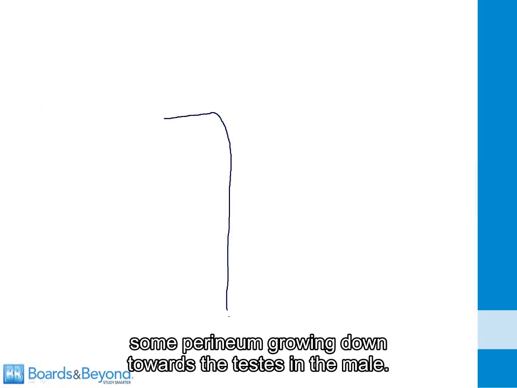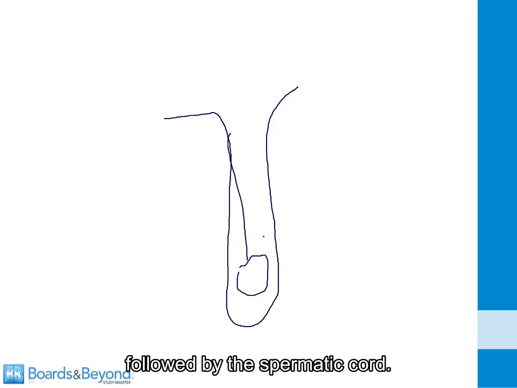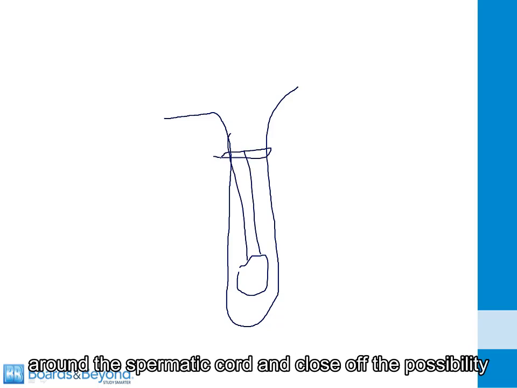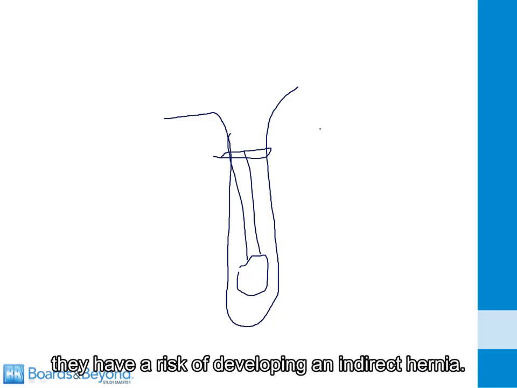To picture this, I want you to imagine some peritoneum growing down towards the testes in the male. Inside of it, the testicles will form, followed by the spermatic cord. This is the processus vaginalis, and it should seal around the spermatic cord and close off the possibility of bowel ever getting through it. If it remains open, then for the rest of that person's life, they have a risk of developing an indirect hernia.